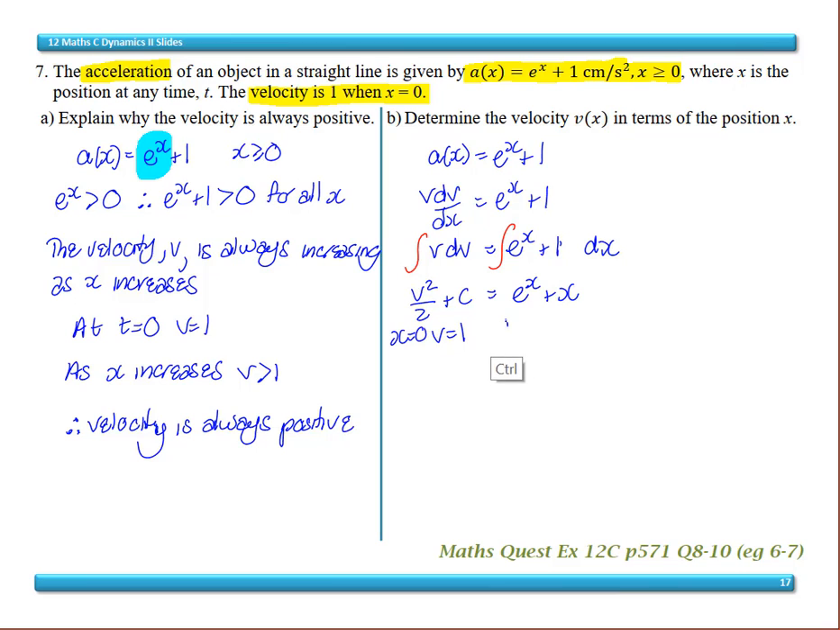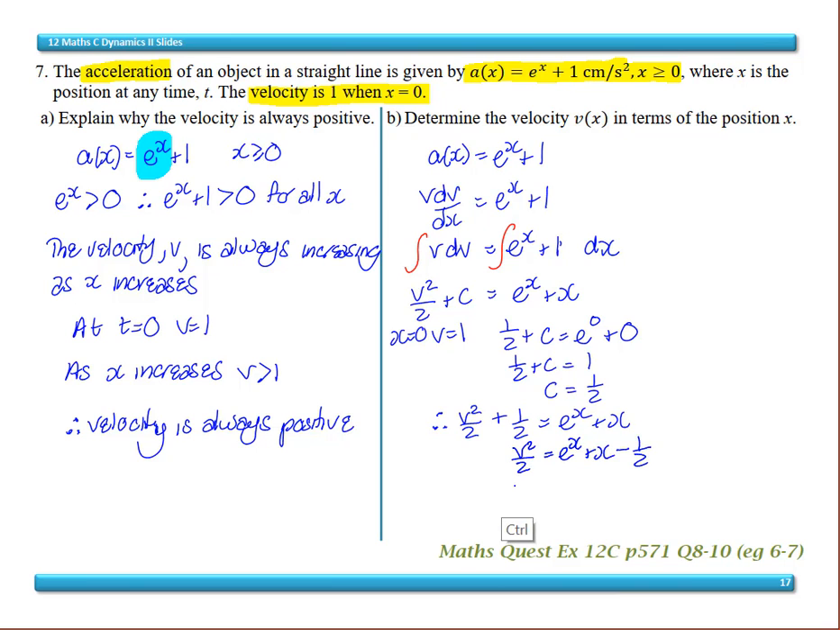So a half plus c has to equal e^0 + 0. So a half plus c equals 1. So c has to be a half. So therefore we've got v squared over 2 plus a half equals e^x + x. Rearranging everything, we've got v squared over 2 equals e^x + x - a half. Times everything by 2: v squared equals 2e^x + 2x - 1, and then do the square root. Now it has to be positive. v is greater than 1, so we only need the positive square root.